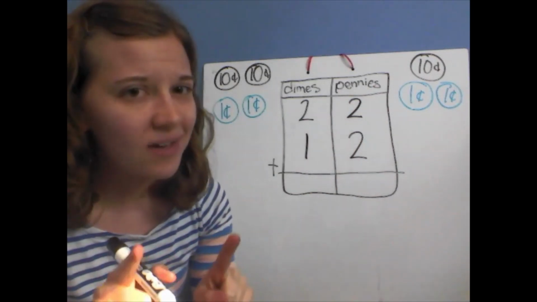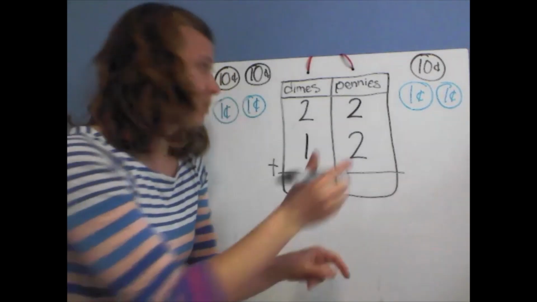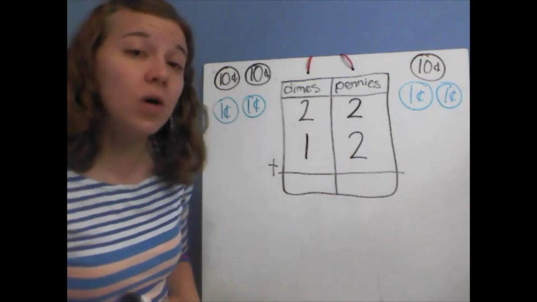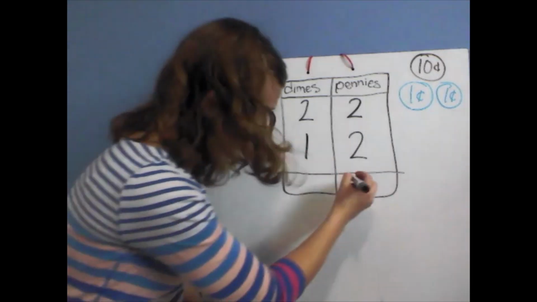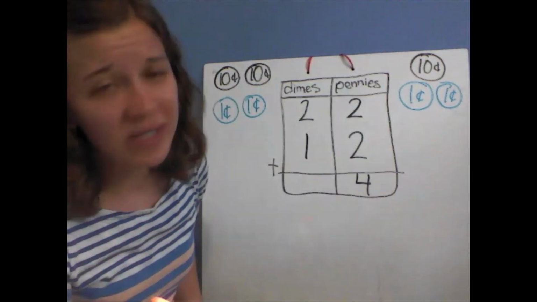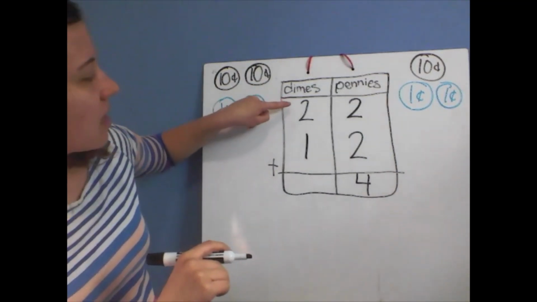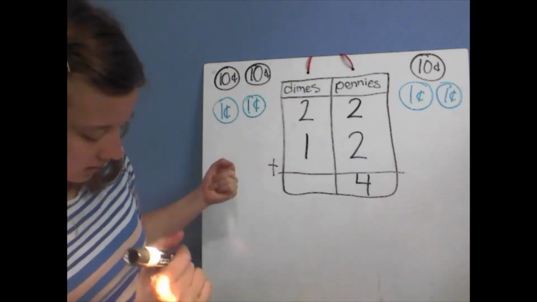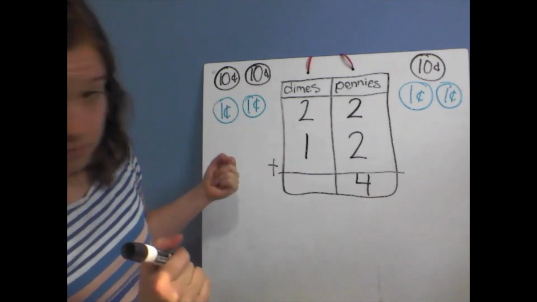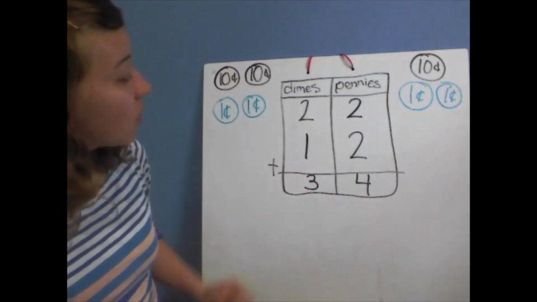Okay, so now we have to add them together. Which coin do we add together first, pennies or dimes? Pennies! All right, so 2 plus 2 equals 4. Good, you guys know that. You're like, Miss Rabideau, that's easy peasy lemon squeezy. That's good. Keep up the good work. And then dimes, 2 plus 1 equals 3. Good.